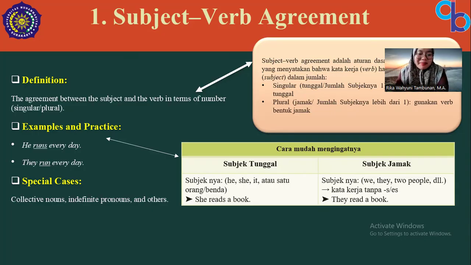The next example, they run every day. Here the subject is they, many people. So we use the base form run without s because the subject they is plural. So the rule is, for a singular subject, the verb should be plus s, but for a plural subject, the verb without s.